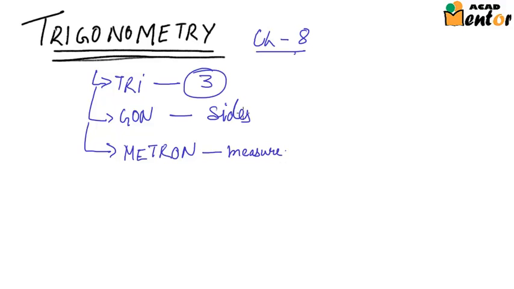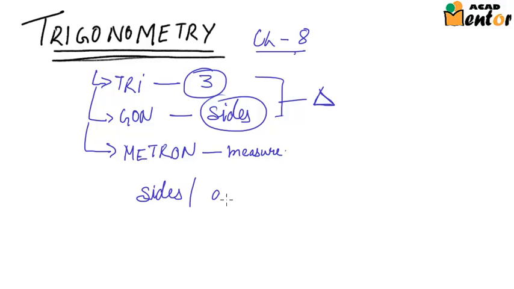Now what is a figure that has 3 sides? Yes, it's our old friend the triangle. So trigonometry basically means the study of sides and angles of a triangle.